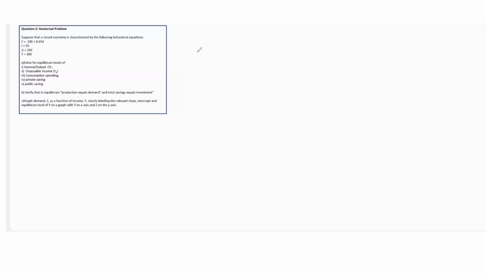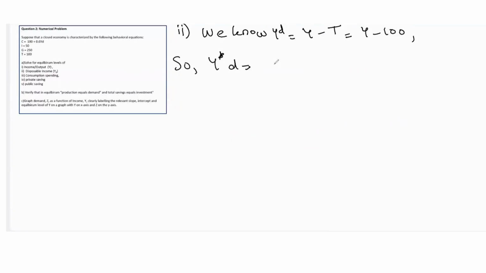Let's clear all this up and do the second part. The second part asks us to find the equilibrium value of disposable income. We know disposable income is income minus taxes, and taxes are given as lump sum 100, so it's Y minus 100. The equilibrium value is found by plugging in the equilibrium value of Y, because disposable income depends on what value Y takes. So it's Y star minus 100, and we found in part 1 that this is 850 minus 100. So the equilibrium value of disposable income is 750.